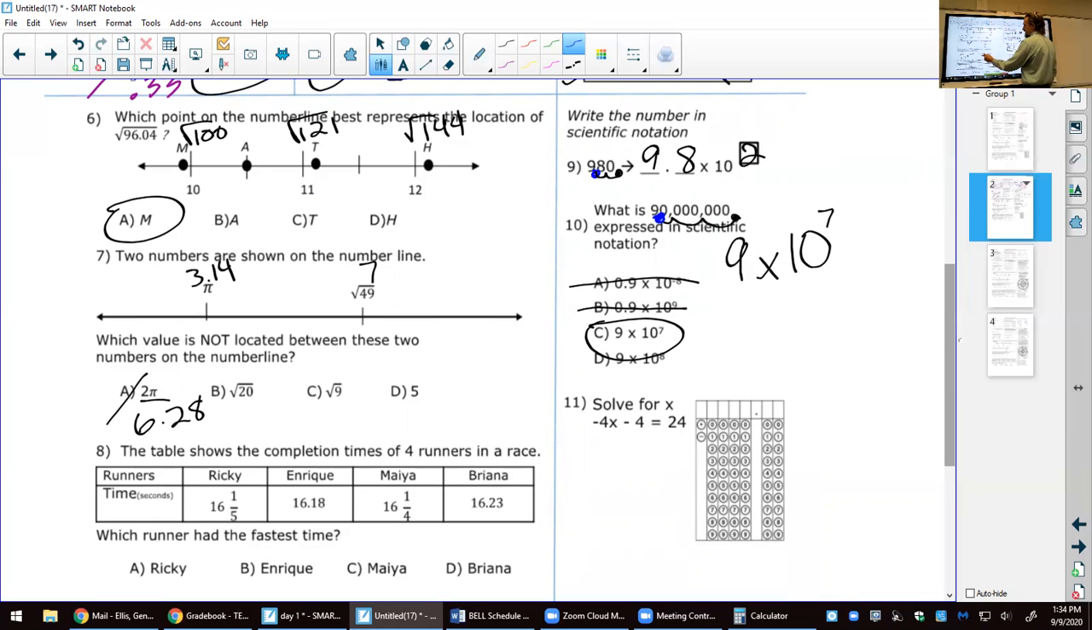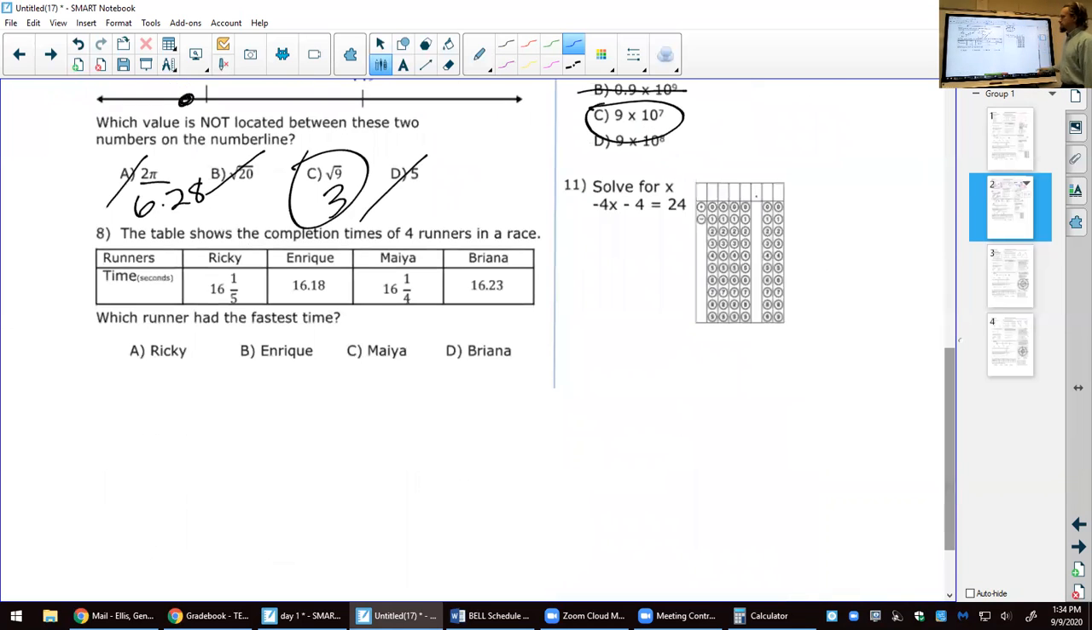The square root of 9 is 3. Oh, look at that. 3 is going to be over here, smaller than 3.14. That looks good. So the only one it could be is the square root of 20, but that's like 4 point something. So here is our best answer.